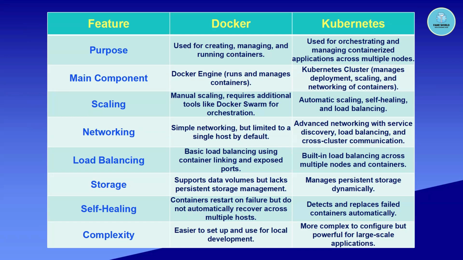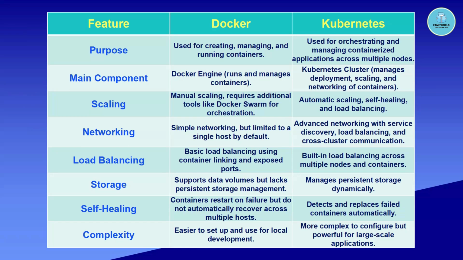So scaling: in Docker, manual scaling requires additional tools like Docker Swarm for orchestration. And in Kubernetes, automatic scaling, self-healing, and built-in load balancing are there. In Kubernetes, automatic scaling is there.